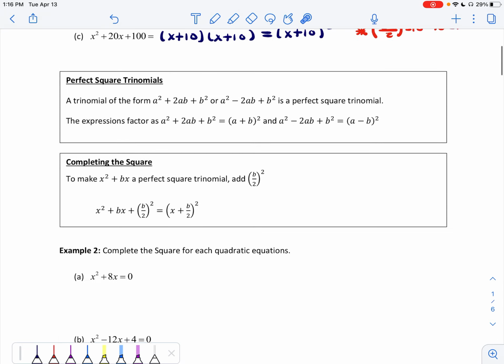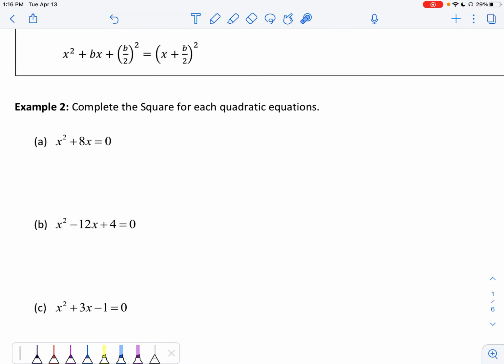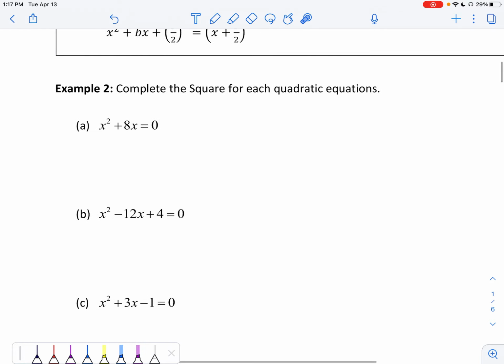Okay, so when we're talking about completing the square then, basically what we're doing is we're taking a trinomial that is not a perfect square trinomial, and we're going to add something to it in order to make it a perfect square, in order to complete the square. Okay, so let's take a look at part A in example 2 here.